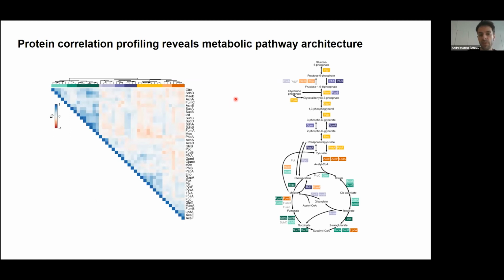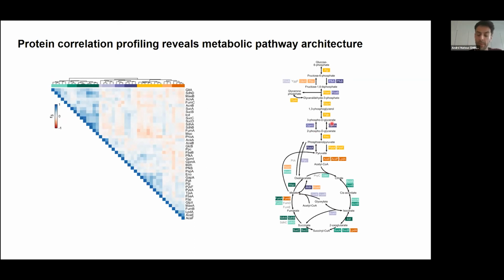So if we take central carbon metabolism as an example, and we just take all the enzymes that participate in the reactions across the pathway, we see that proteins that are correlating more tightly also tend to be more closely related in the pathway. So this green cluster here are proteins that are part of the TCA cycle, while this yellow-orange cluster are proteins part of the glycolysis. And then we have this interesting cluster here in the middle, which are proteins that are part either of the glyoxylate shunt or side reactions or reversible reactions across the pathway that might not be active in all the mutants.